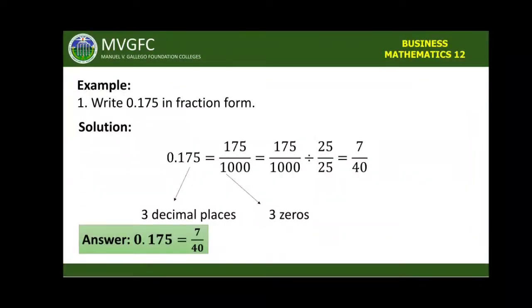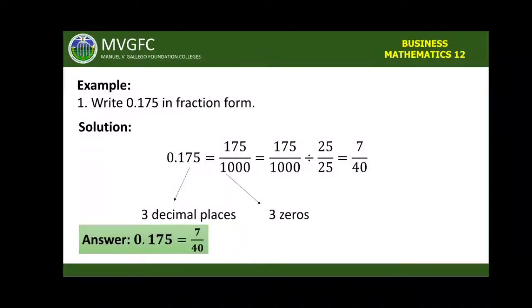So let us have an example. For number 1, we have to write 0.175 in fraction form. Do not forget how to read the decimal number correctly. Instead of saying 0.175, we say 175 thousandths, because if you can recall, we read the decimals as tenths, hundredths, and thousandths. Right? The whole number places are ones, tens, hundreds. I think that's a lesson in grade 1 or 2. Then, so we have here 175 thousandths. I read it as thousandths.